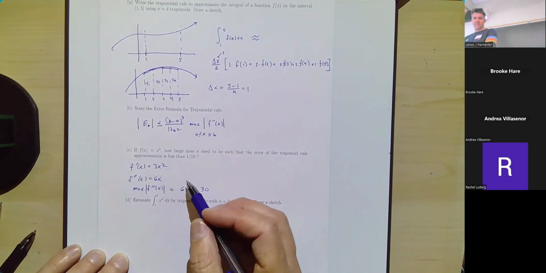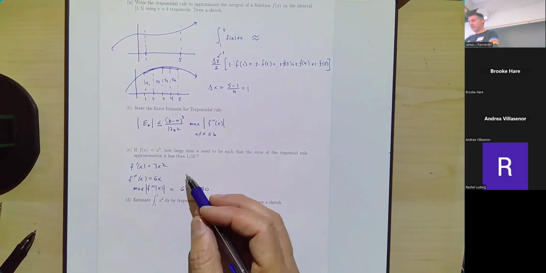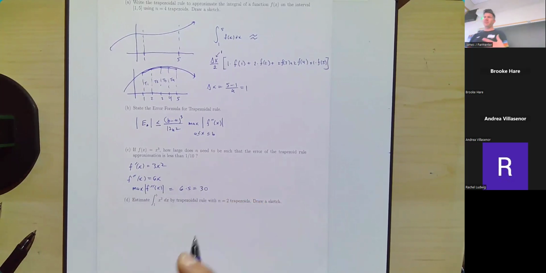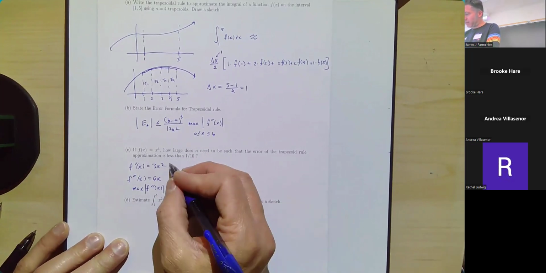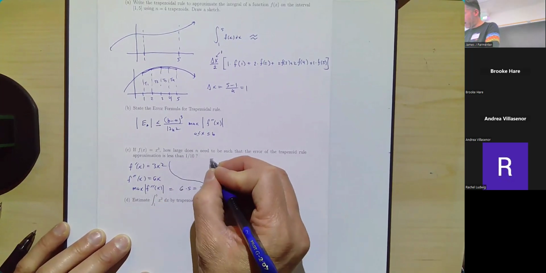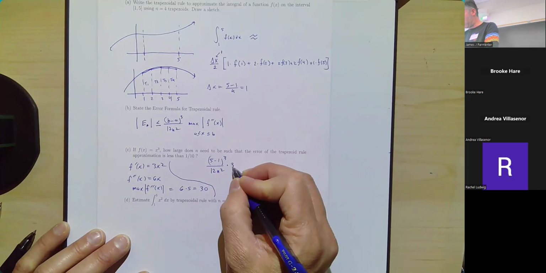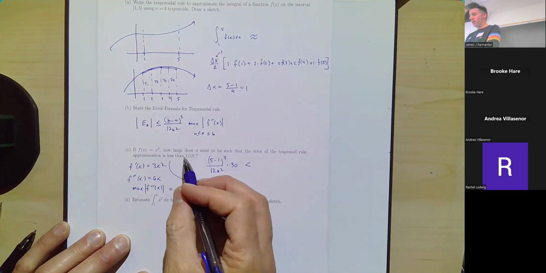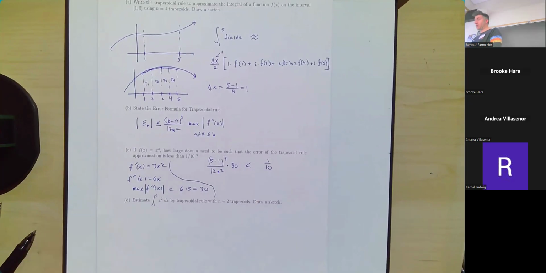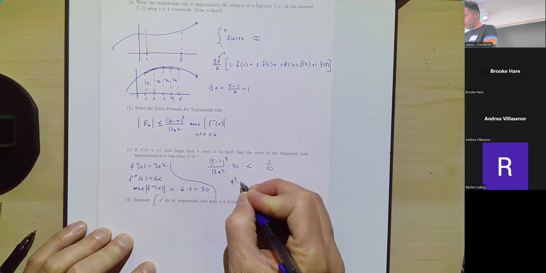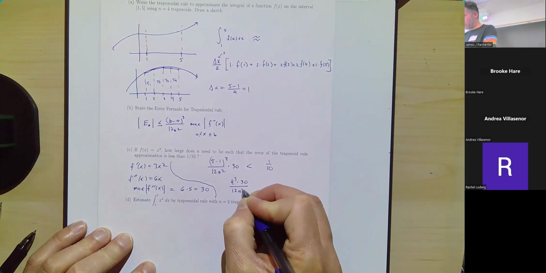So then I feel like there could be a little bit more room in this problem. To me, it feels like it's almost short enough. Am I supposed to use some sort of trick to do this really fast? But no, I guess it's not that bad. So we're going to have (5 minus 1) cubed over 12n squared times 30 should be less than 1/10. And now we're going to solve for n. All right. So 4 cubed times 30 divided by 12n squared is less than 1/10.